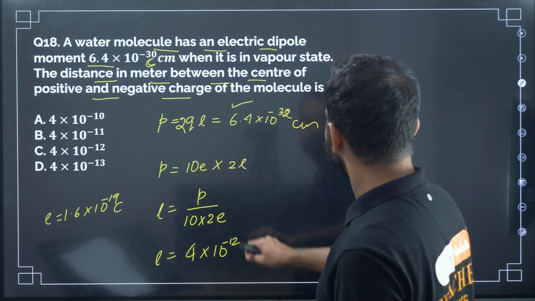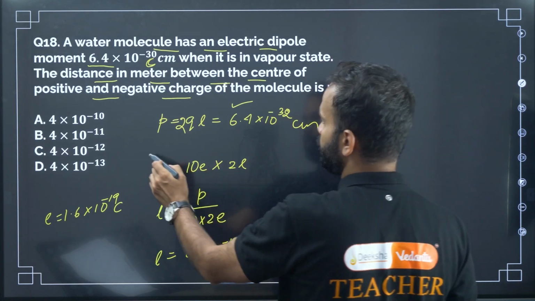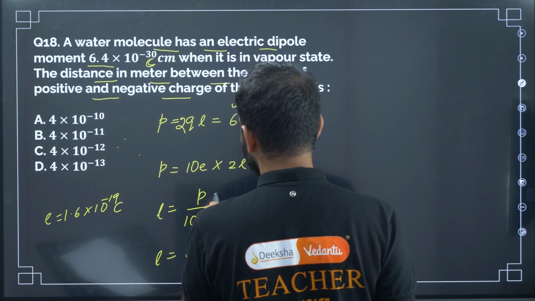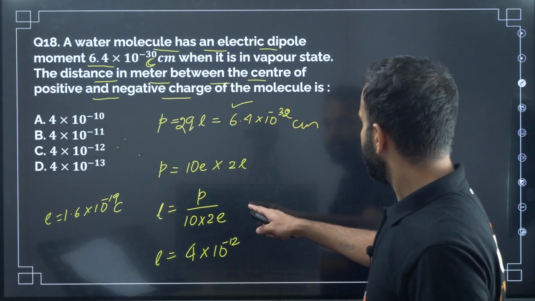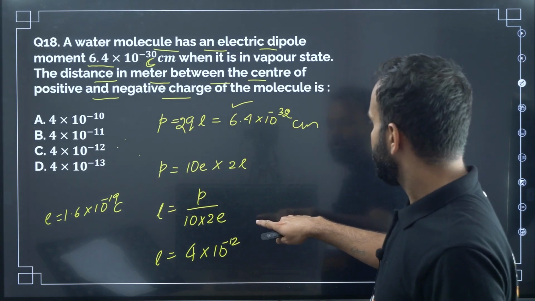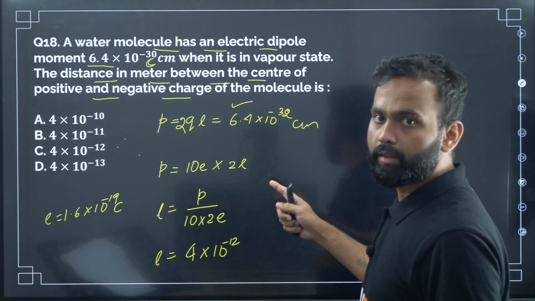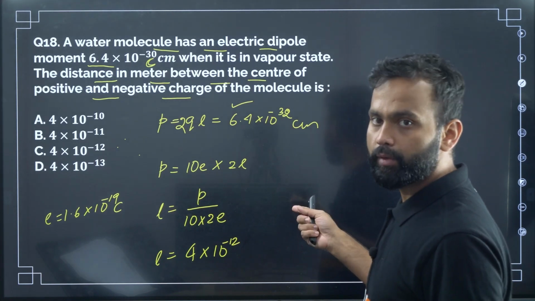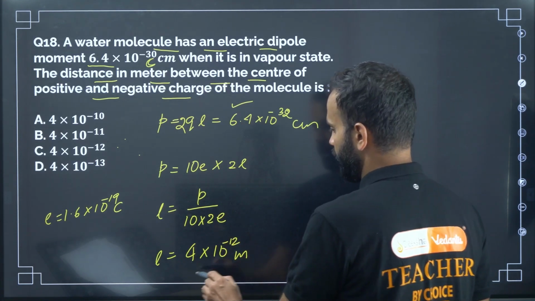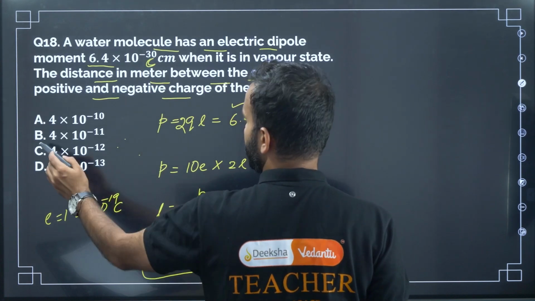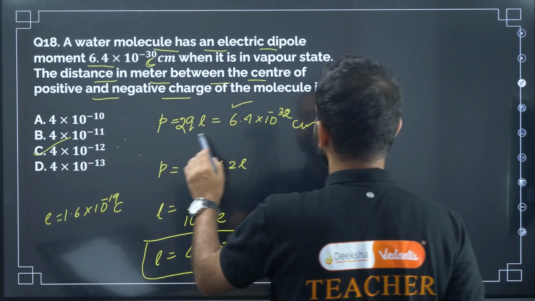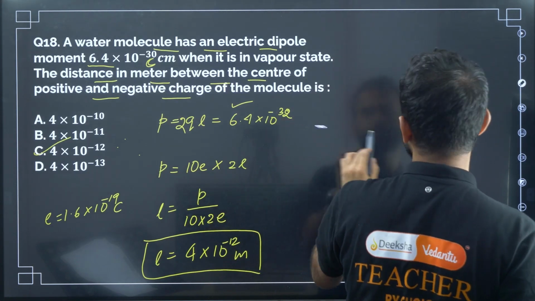So what is the SI unit? So here this will be 10 to the power minus 32 coulomb meter. So this will be 10 to the power minus 19, 32 minus 10, 22 minus 9. Yeah, this will be in meter. So the correct option is C. Okay, yeah.